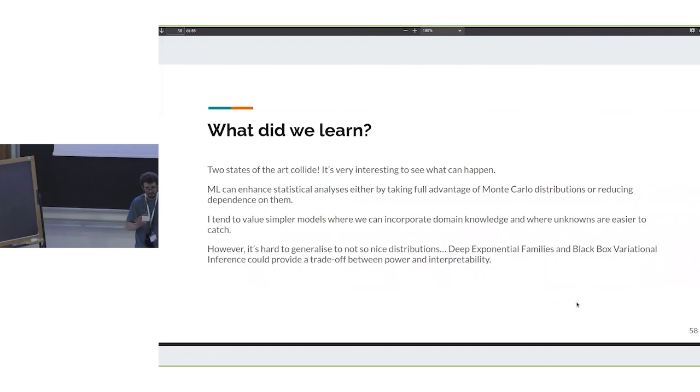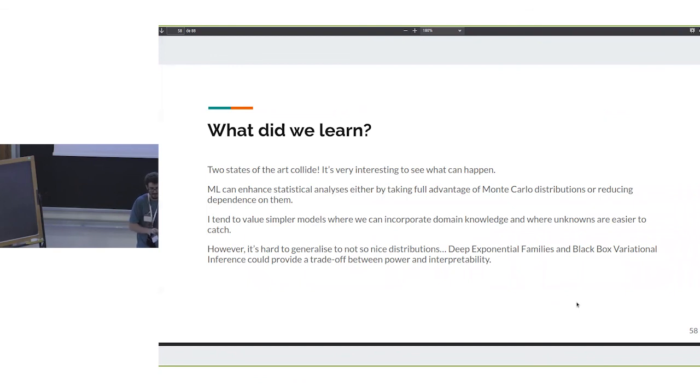So what did we learn from this? The idea is that it's very interesting to see what happens when we try to include the Bayesian network literature, which is really vast, into all these interesting problems we have in collider physics. And machine learning can enhance statistical analysis. And the idea is to take full advantage of the Monte Carlo distributions that are generated and try to reduce the dependence on them and try to reduce the uncertainty on this analysis.